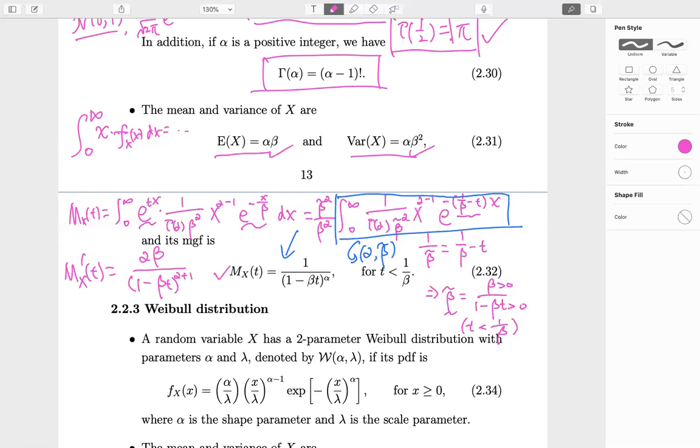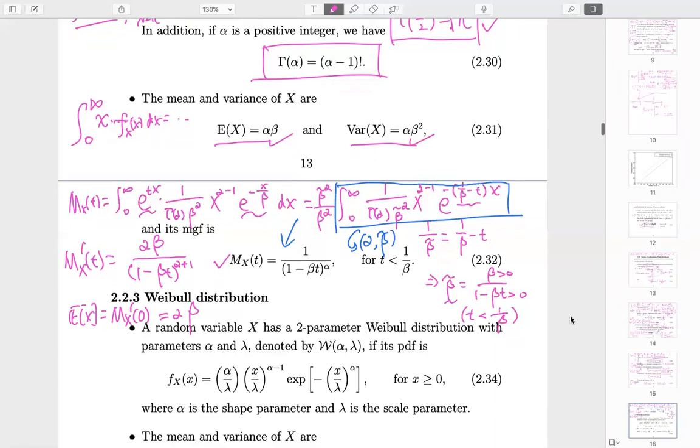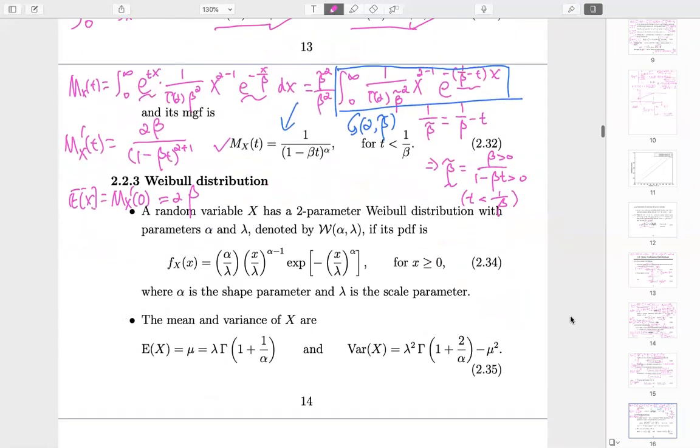So let's take t to be 0, alpha beta, right? So I directly see the expected value is the first derivative evaluated at 0. It is alpha beta, right? So please take another differentiation to get to the second moment, and then you will see the variance of this result, okay? Again, proving those will help you first understand and then memorize those results.